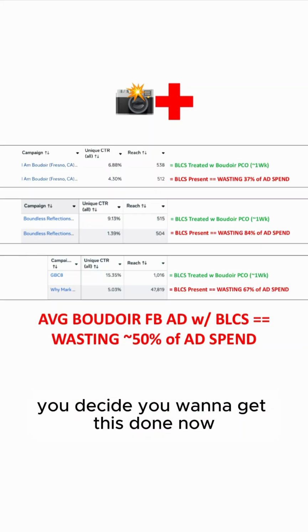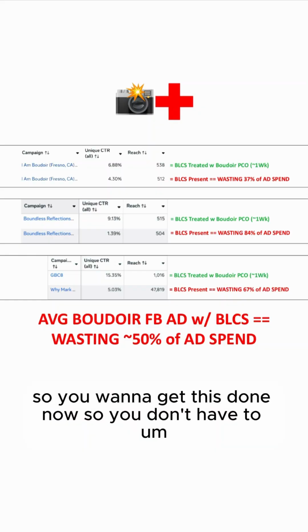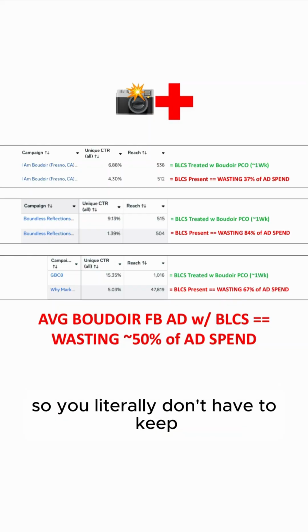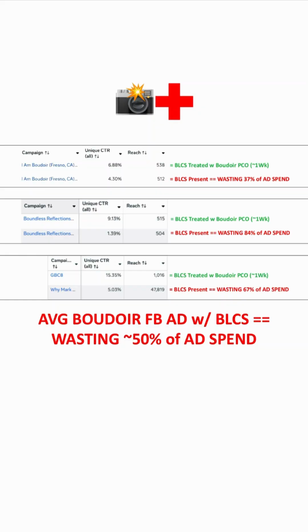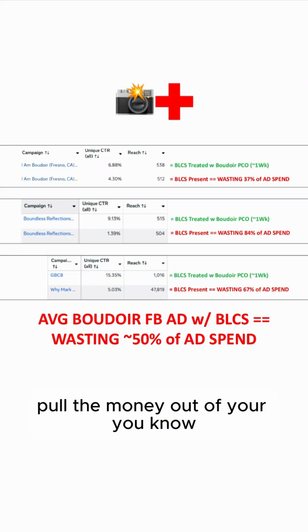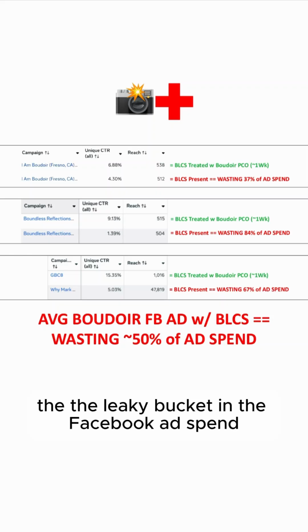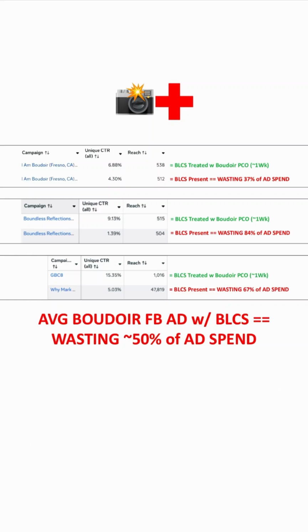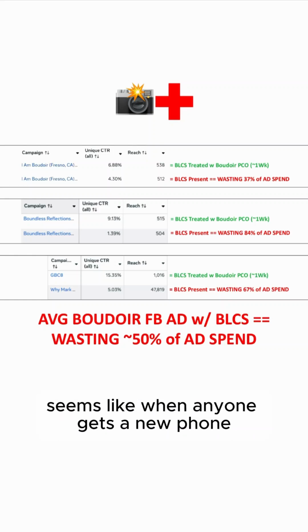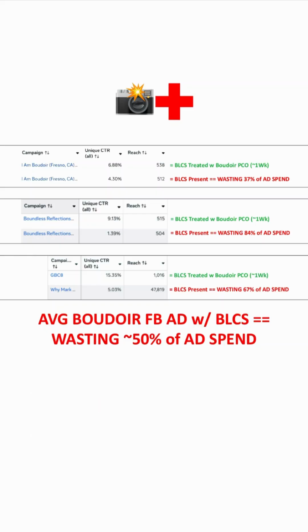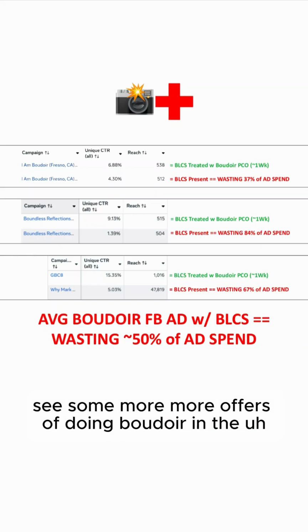And you decide you want to get this done now, so you literally don't have to keep wasting all that money, and you've decided you want to optimize this part of your business now, pull the money out of the leaky bucket in the Facebook ad spend, because you see more and more women entering the market as boudoir photographers every day. Seems like when anyone gets a new phone, throwing up some new Google My Business profile, or when anyone gets a new camera, you see some more offers of doing boudoir in the mom Facebook groups.